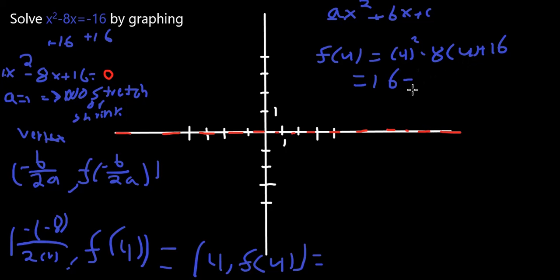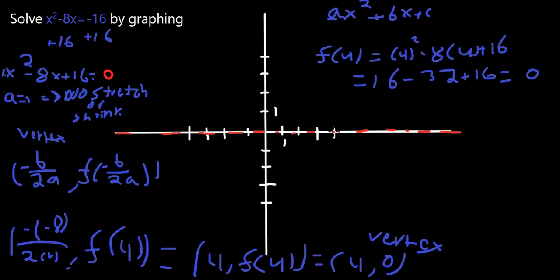minus 64. The reason I knew this was 64 is because, oh, not 64, sorry. This is 32 plus 16. So this is going to equal 0, because 16 plus 16 is 32, and then I take 32 away. So our vertex is 4, 0, which is the point right here on our parabola.